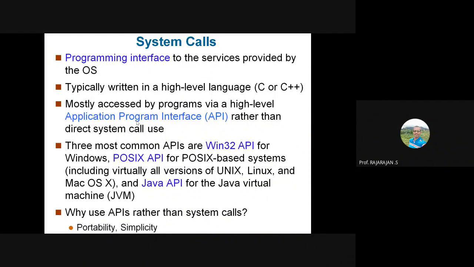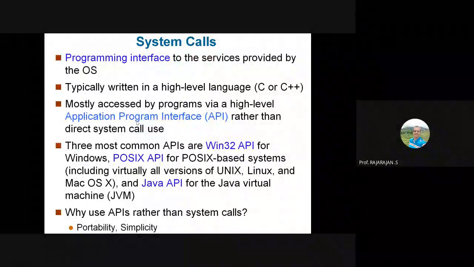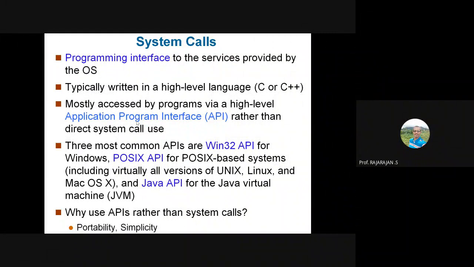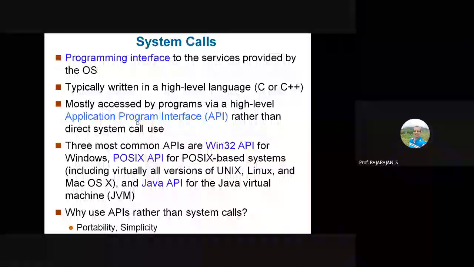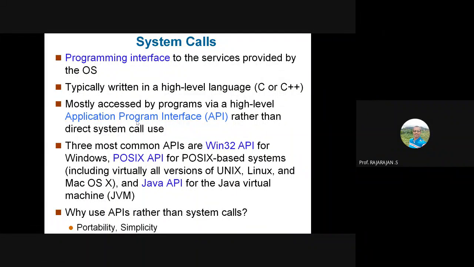Secondly, simplicity. So you don't need to expose the complexity of the system calls to the user programs or the user programmer. So that is simplified when there are ready-made APIs provided.